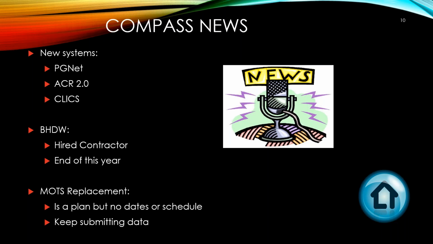We have ACR 2.0, which is a new and improved version of ACR, and ACR stands for acute care reporting. This is for the acute care hospitals within our organization, within Oregon. And then there's also CLICS, and I haven't memorized the acronym yet, but it has to do with licensing and certification. There's also a new system coming for that. So that's pretty interesting news, and maybe within your organization you might hear about it.